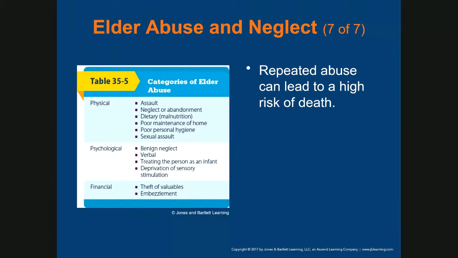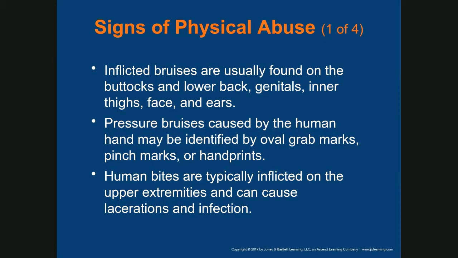Repeated abuse can lead to a high risk of death. And there's a nice little table that categorizes elder abuse as physical, psychological, and financial. Make a note of that little table. All right, now signs of physical abuse.